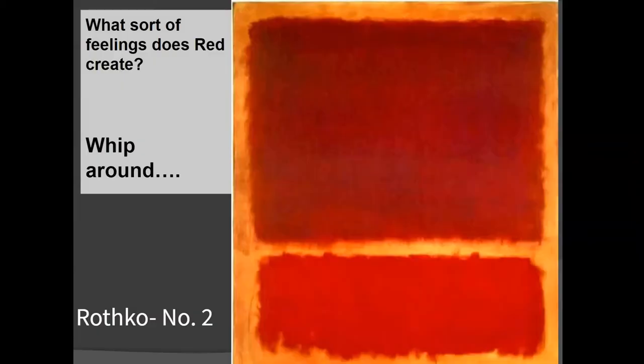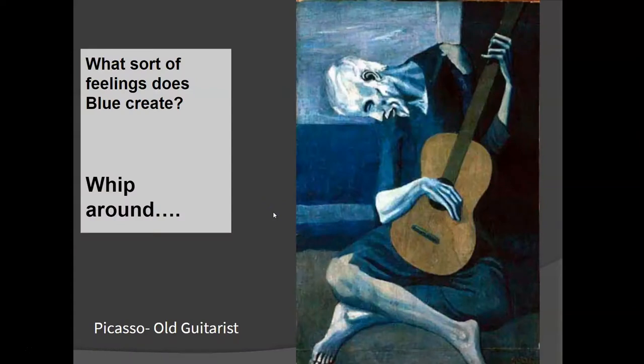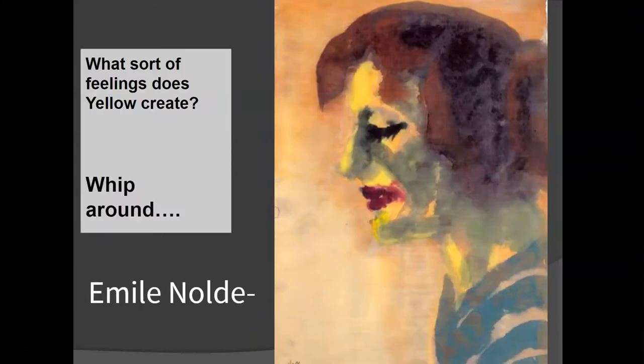So red creates a feeling of power, energy, danger, aggression, violence, a lot of different things. Blue: peace, harmony, unity, sadness, cold, confidence, security. So artists use colors to help create meaning in their work.